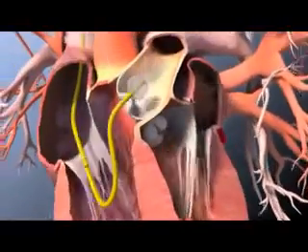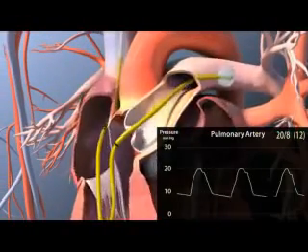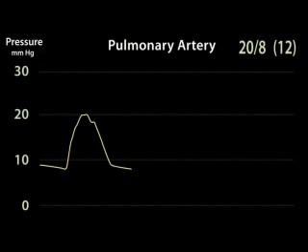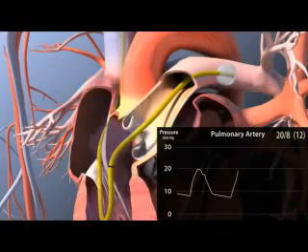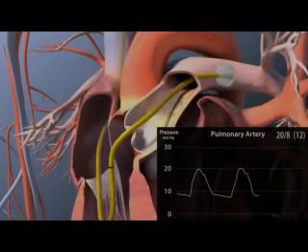Next, advance the catheter another 5 to 10 centimeters until a pulmonary artery waveform is transduced. This waveform is distinguished from the right ventricular waveform by a decline rather than increase in pressure during diastole, an increase in overall diastolic pressure, and a dicrotic notch, which represents the closure of the pulmonic valve. Instruct your assistant to write down the systolic, diastolic, and mean pulmonary artery pressures.